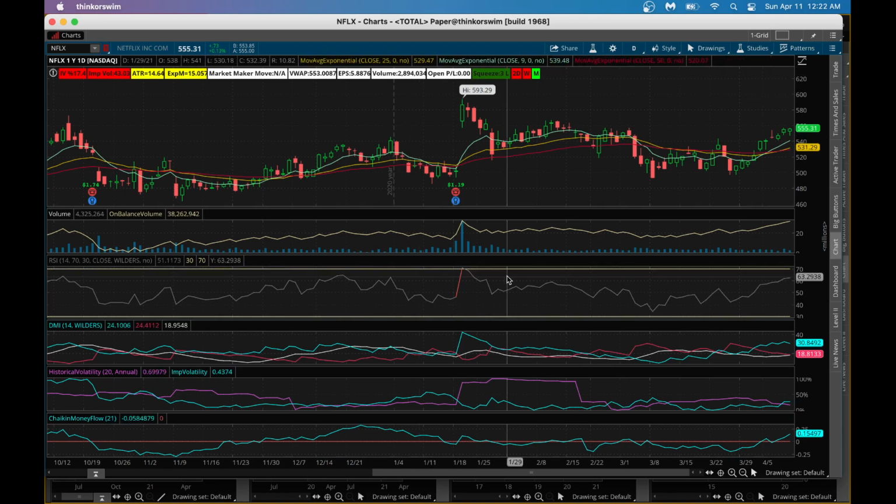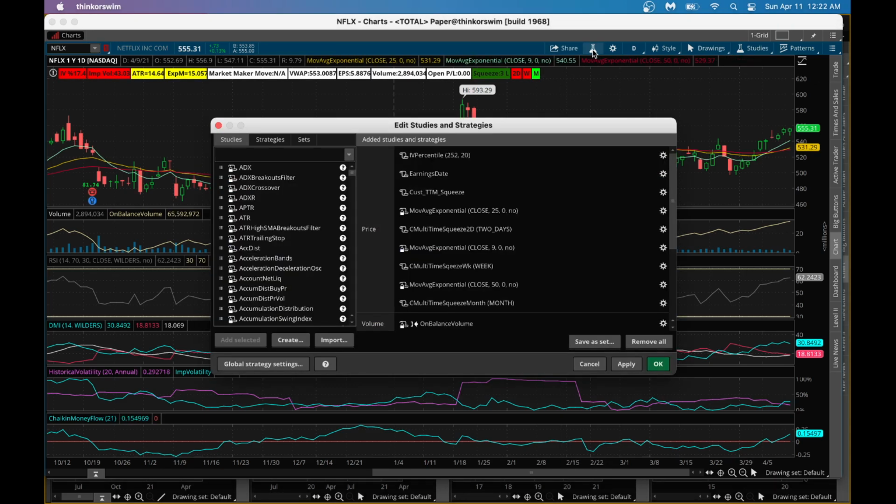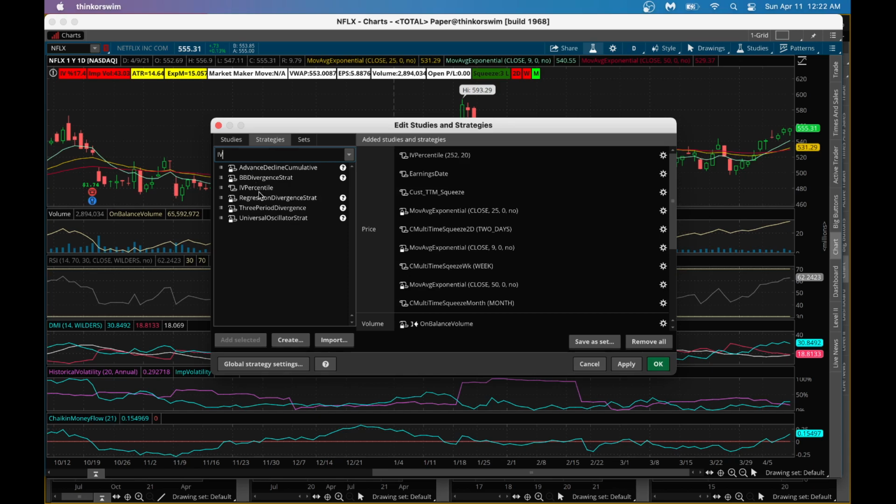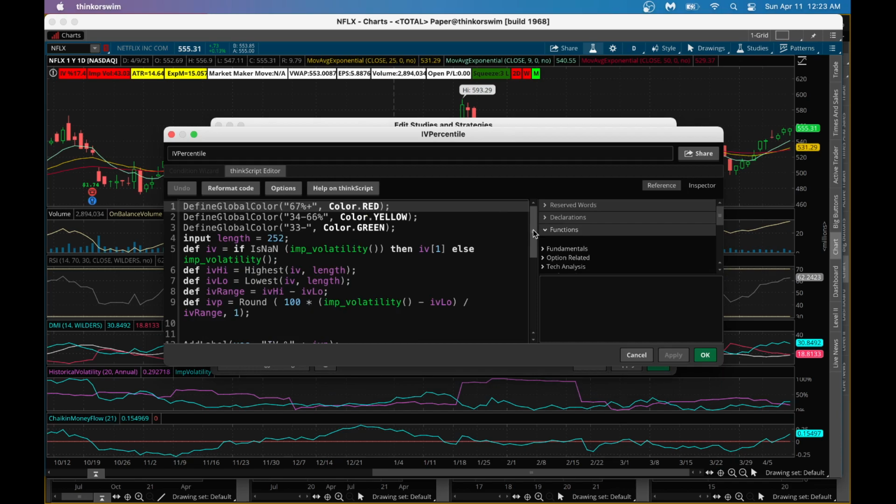I like to see when the next earnings is due. In the simulated trading, it does not show earnings here, but I have an indicator to show when the next earnings is. So what I did is I added some custom strategies. If you go to strategies, right now I have an IV rank, IV percentile custom study. I added that. It's right here, as you can see. If you click on this and go to edit, it gives you the code.